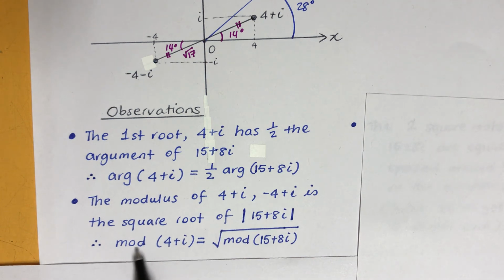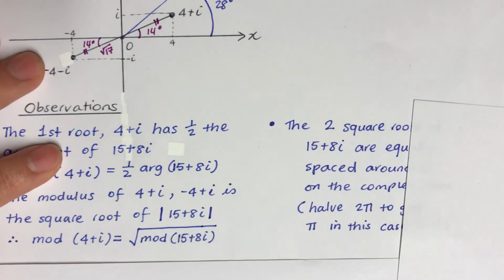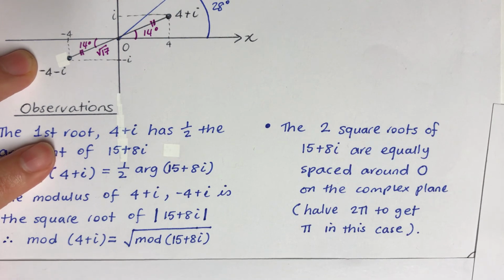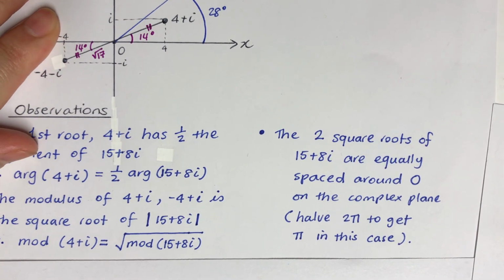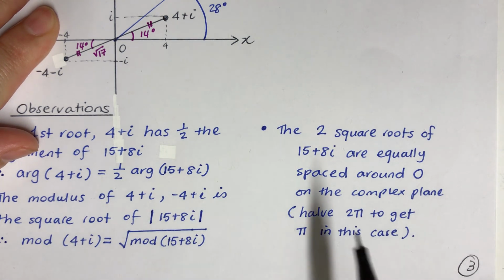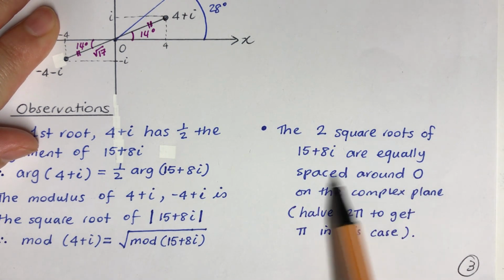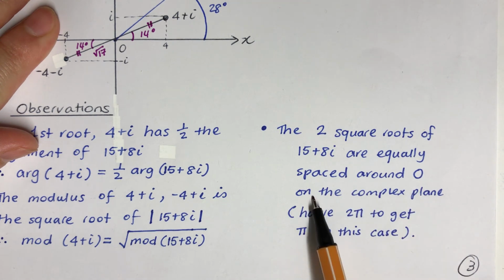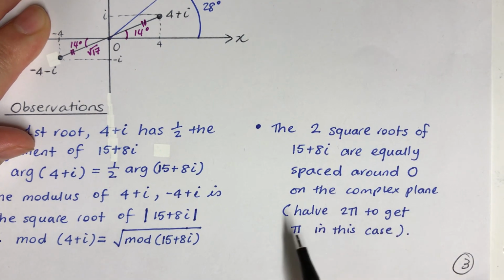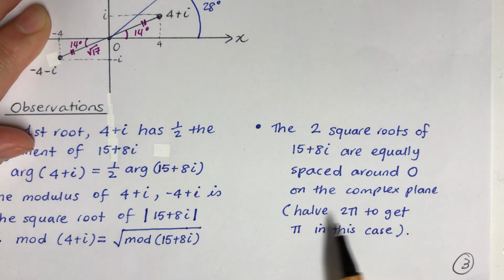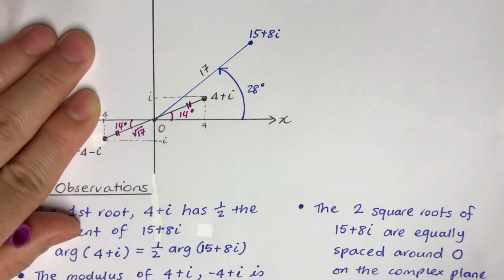So the modulus of 4 plus i equals the square root of the modulus of 15 plus 8i, because that was 17. So if you do that, it would be the square root of 17, which is the modulus for 4 plus i. And the third observation was the two square roots of 15 plus 8i are equally spaced around the origin on the complex plane, okay? Which means just half 2 pi to get pi in this case. Let's have a look at this.